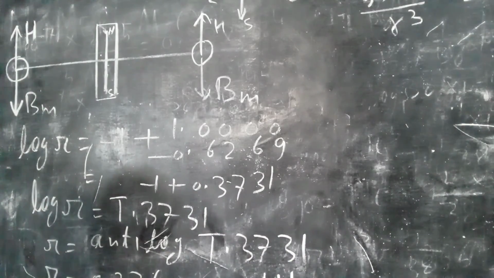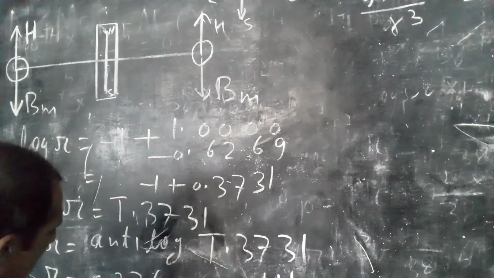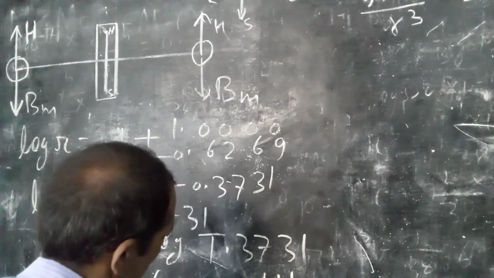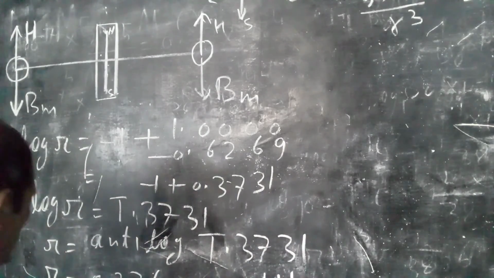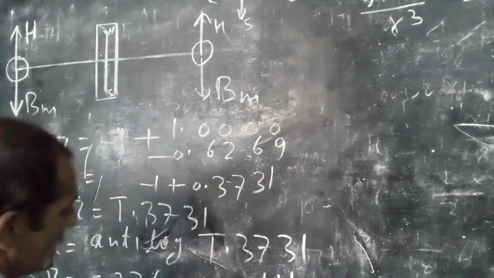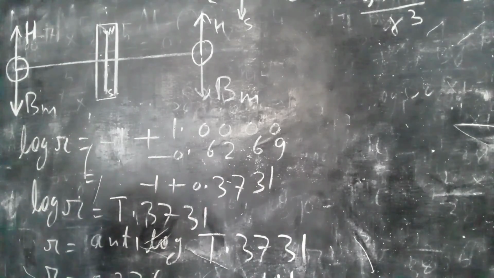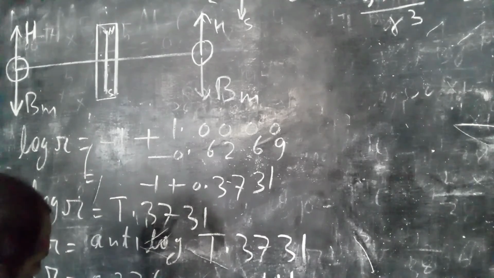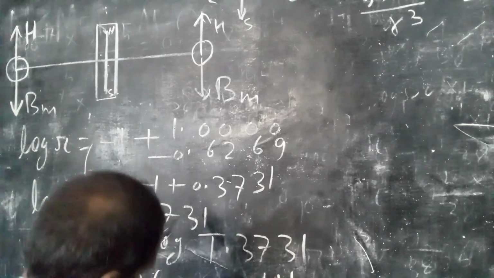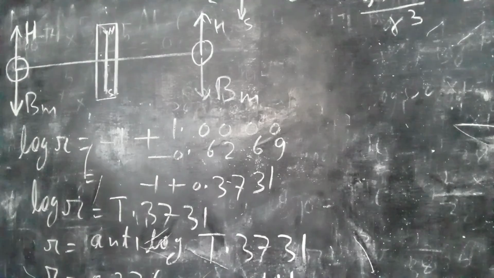So r is equal to 0.2362 into 10 raised to power 0 meter. This is your value in meter. Multiply this by 100, then you get 23.62 centimeter. So this is your distance in meter. See your answer.